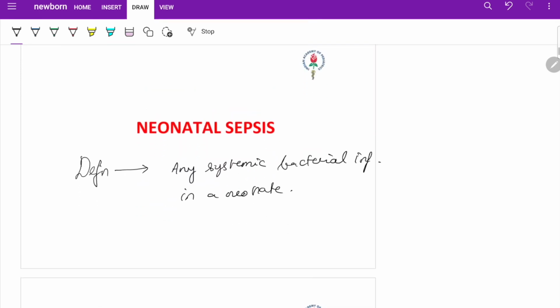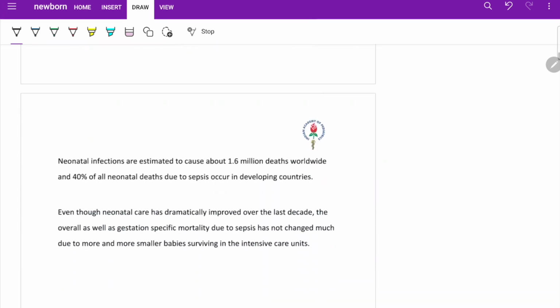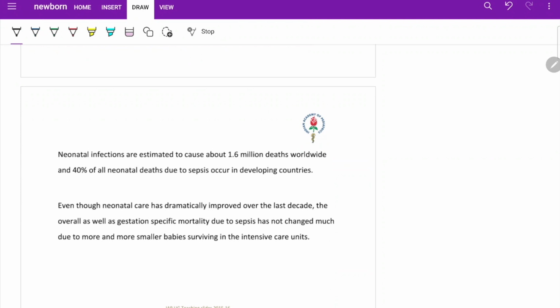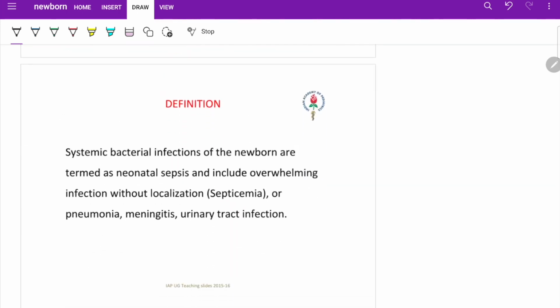So let me start with neonatal sepsis. It is defined as any systemic bacterial infection occurring in the neonate. Almost 41.6 million deaths, and 40% of all neonatal deaths, are due to sepsis, especially in developing countries. Even though neonatal care has dramatically improved in the last few decades, deaths still continue to occur. Any systemic bacterial infection in the neonate is termed neonatal sepsis.